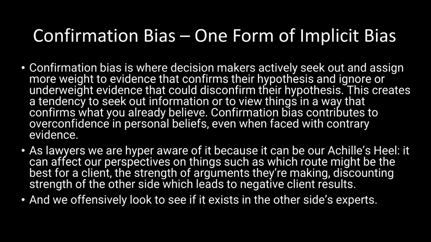Confirmation bias is a form of implicit bias where we as decision makers may actively seek out and give more weight to certain evidence that confirms a particular hypothesis we may be operating under, and at the same time, it can ignore or undervalue evidence or facts that may disconfirm our hypothesis. This creates a self-reinforcing tendency to seek out information or view things in a way that confirms what we already believe. Confirmation bias, therefore, contributes to overconfidence in our beliefs, even when we may be faced with contrary evidence.